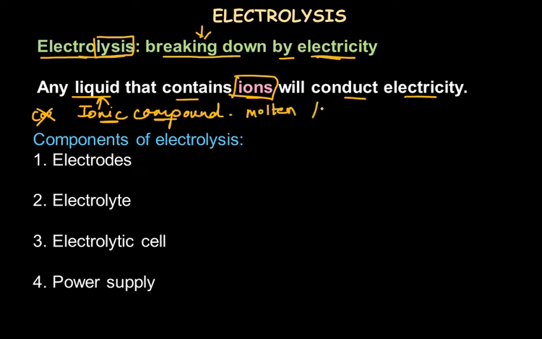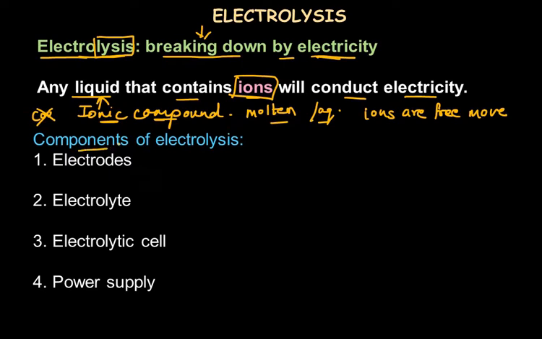And that also only in the molten or aqueous form, because only in molten and aqueous form the ions are free to move. And if ions are free to move, then only the electricity will be conducted, and that's why ionic compound in molten or aqueous form is taken for the electrolysis.